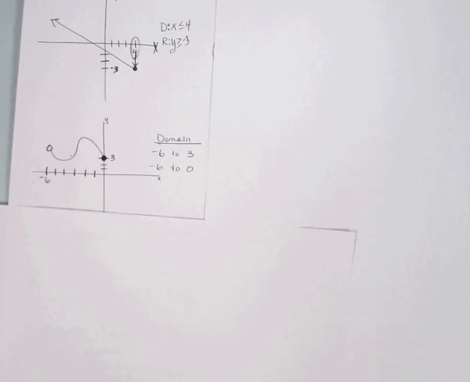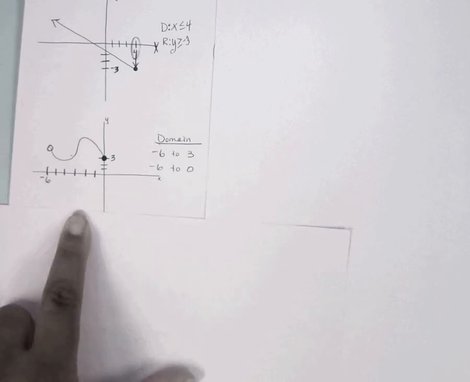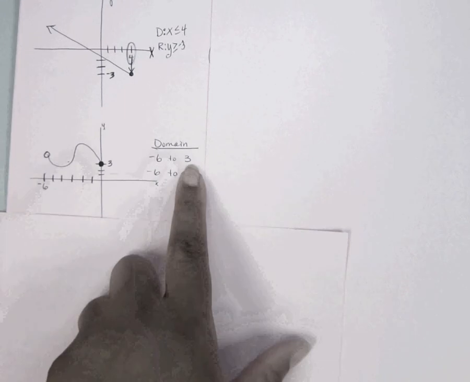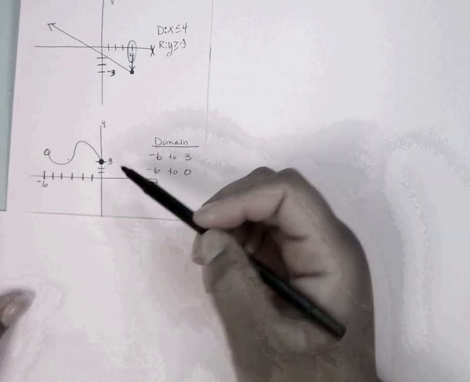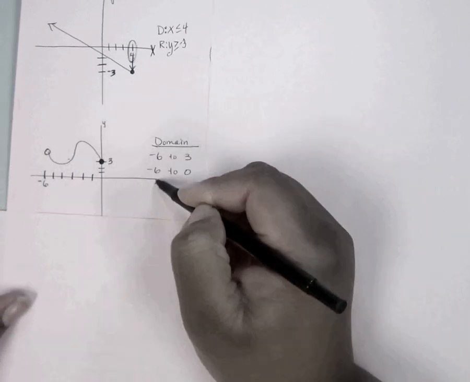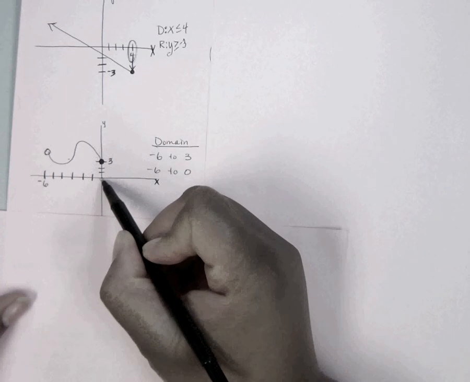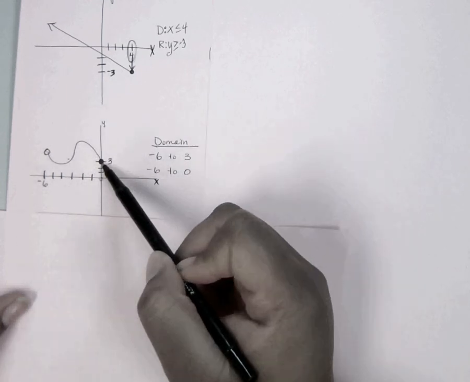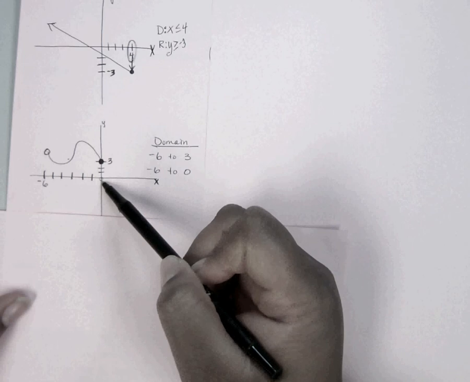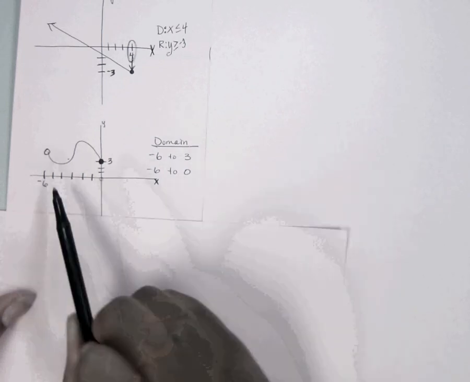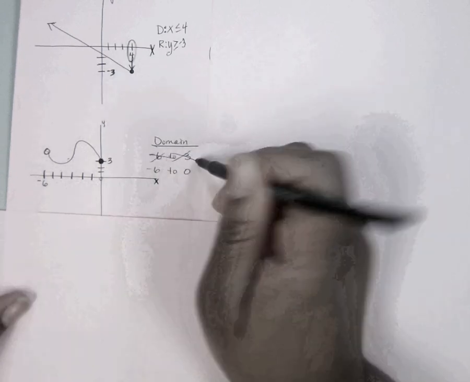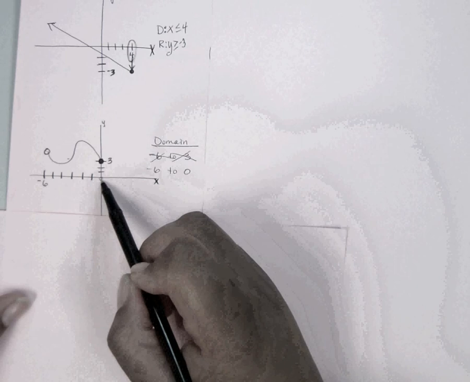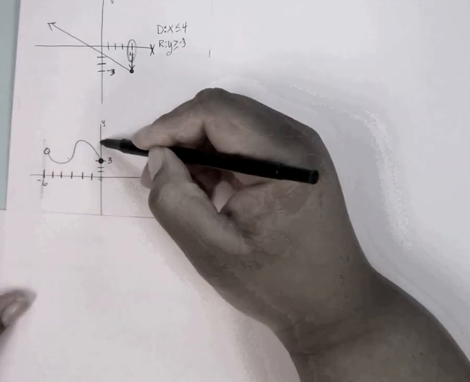Now let's find the domain for this problem. Is it negative 6 to 3 or negative 6 to 0? Remember, you are looking at the x-axis. So it's not 3, it's 0. Let me say it again. Look at the x-axis. Is 3 on the x-axis? No, it's not. 0 is on the x-axis. So this is -6 to 0.